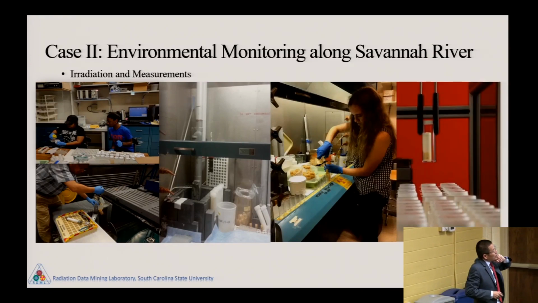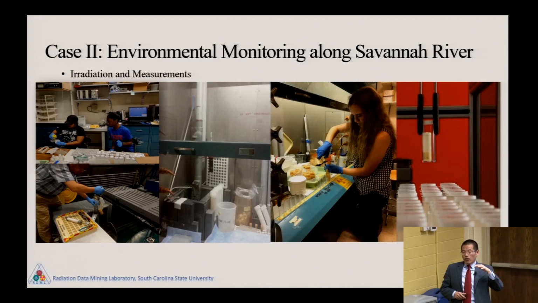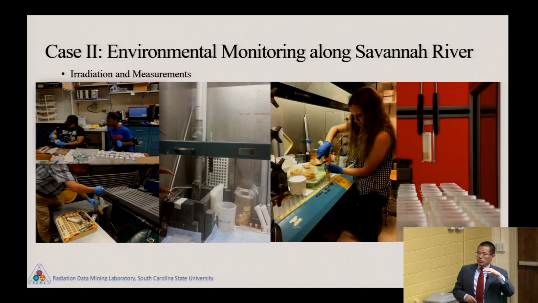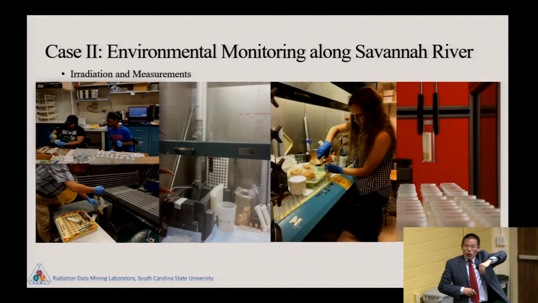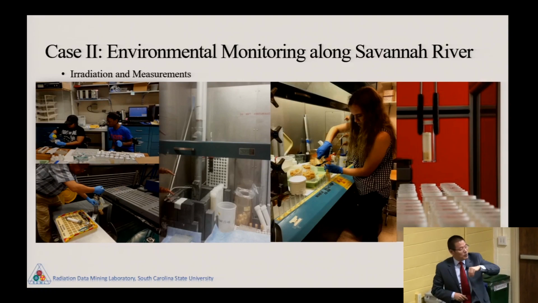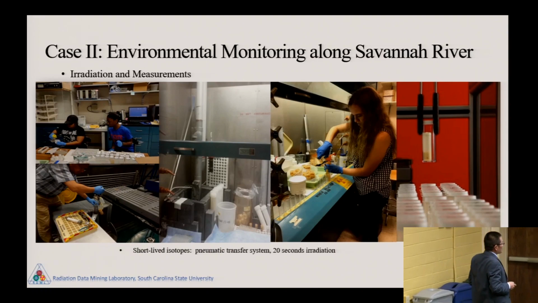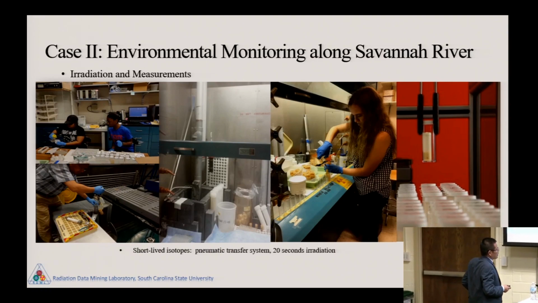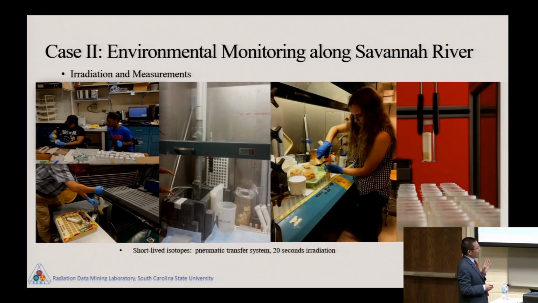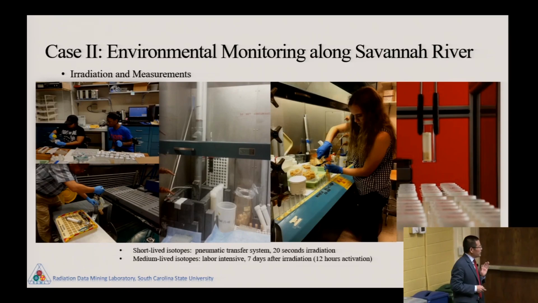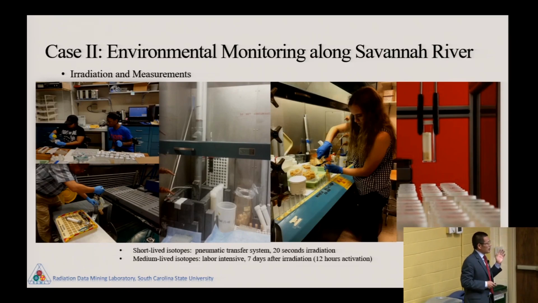This is an automatic sample exchanger. For long-lived isotopes, it needs to be irradiated about an hour. And you have hundreds of samples. So we have this kind of robot. It gets the sample, irradiates it an hour, then changes to another sample. For short-lived isotopes, we use the pneumatic transfer system, with 20 seconds irradiation. For medium-lived isotopes, it's labor-intensive. Several students work on that. 7 days after irradiation.